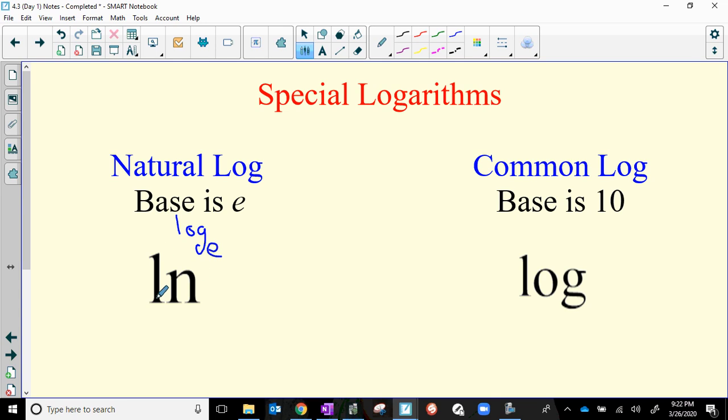The other one is the common log. And the reason why this is common log is because this is the one power people can do in their head that everybody seems to be able to handle: powers of 10. 10 to the 5th, easy. 1 followed by 5 zeros. 12 to the 5th, not so easy. So this one's common because we can commonly calculate it. This is known as log base 10. So common log because it's common and easy to do in your head. Natural log because that's the base of the natural function, exponential growth and decay, or the logarithm of Napier.